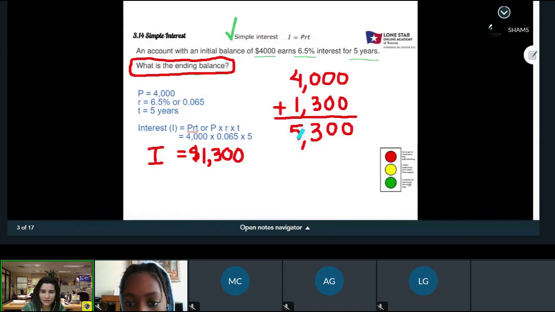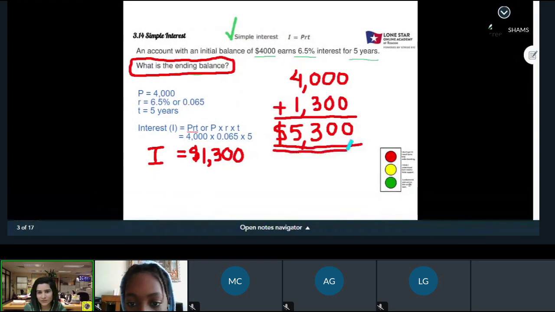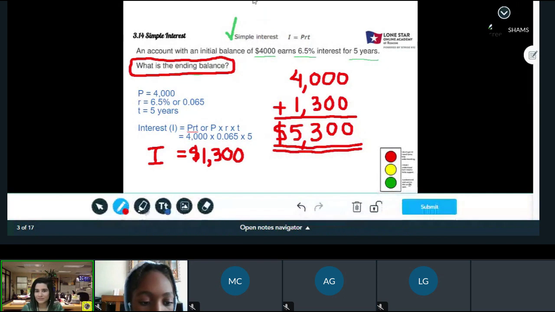If you save money, you earn interest. And that increases the amount of money that you have saved with the bank. 5,300 should have been the final answer. Are there any questions? That makes sense? Okay, perfect.